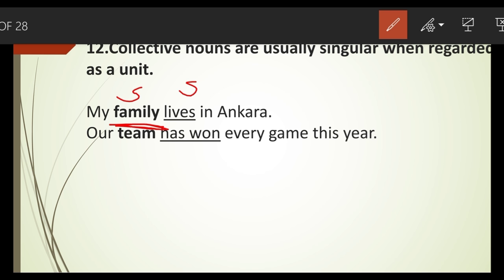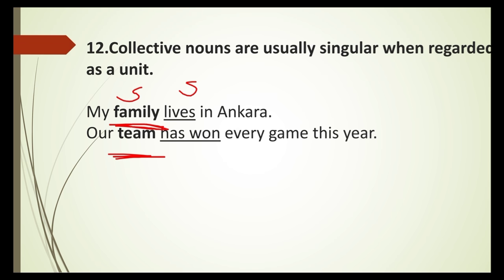Next, our team has won every game this year. So, ano ba yung subject dito? Team ang ating subject. So, ano ba yung team? Team is a group of players. Okay, so has won. Has yung gagamitin natin, singular, kasi yung team ay isang grupo. Pero syempre pagka teams, alright, so magiging have won yan.